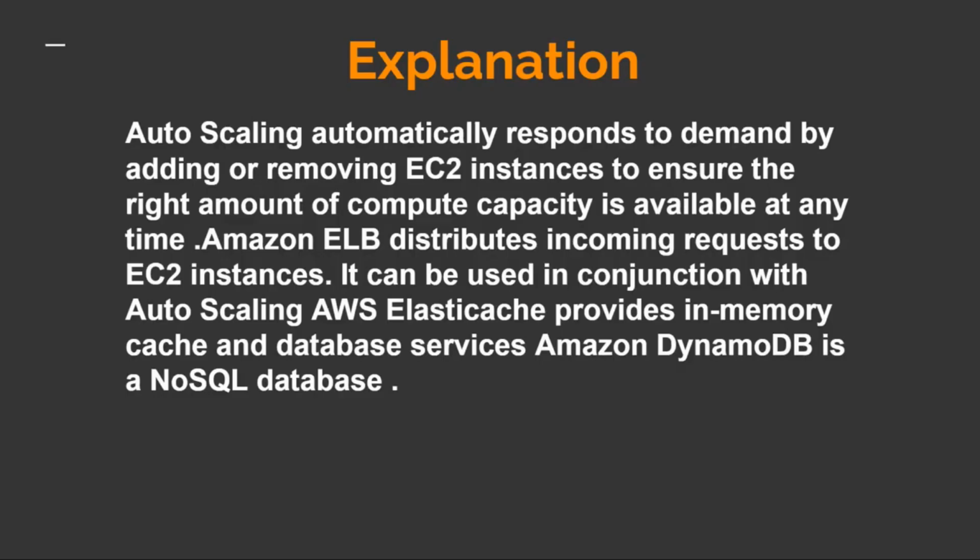Explanation. Auto scaling automatically responds to demand by adding or removing EC2 instances to ensure the right amount of compute capacity is available at any time. Amazon ELB distributes incoming requests to EC2 instances. It can be used in conjunction with auto scaling. AWS Elasticache provides in-memory cache and database services. Amazon DynamoDB is a NoSQL database.